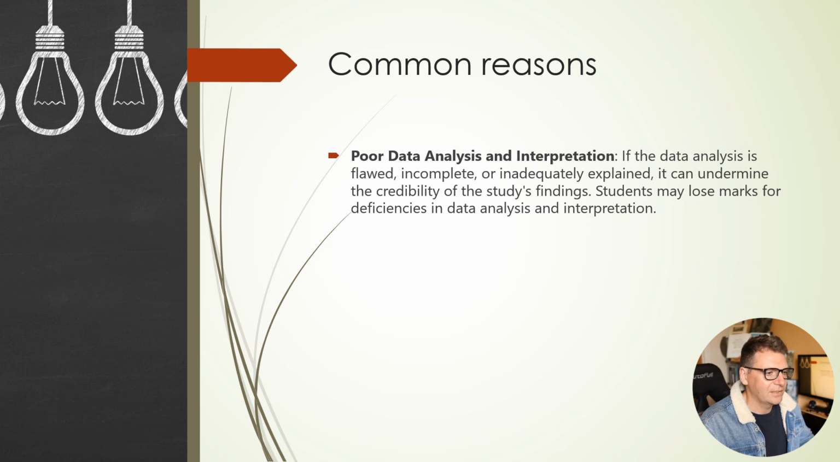Poor data analysis and interpretation. That's another one. If the data analysis is flawed, incomplete, or inadequately explained, it can undermine the credibility of the study's findings. Students may lose marks for deficiency in data analysis and interpretation. So when you put your data down in your results chapter, it should be aligned according to, here's theme 1, here's theme 2, here's theme 3, if you're doing Braun and Clarke. Or if you use any sort of data analysis, the themes or the headings are clearly laid out, and the data underneath them is clearly laid out, and it's logical, and it's not going back and forth. You're not saying theme 1 here and then theme 2 and then back to theme 1 again.